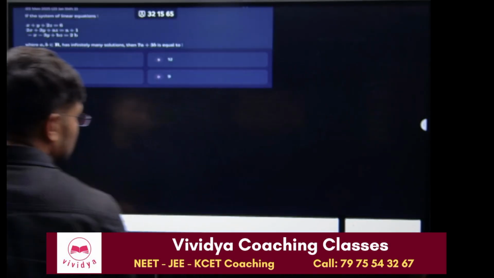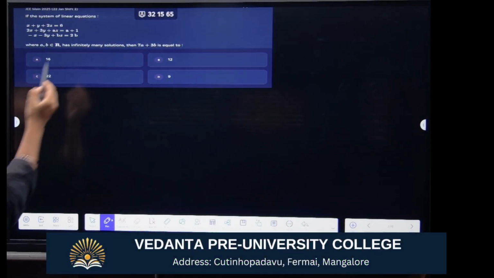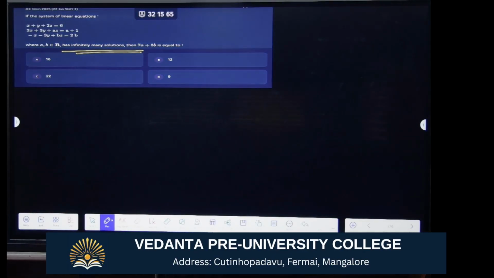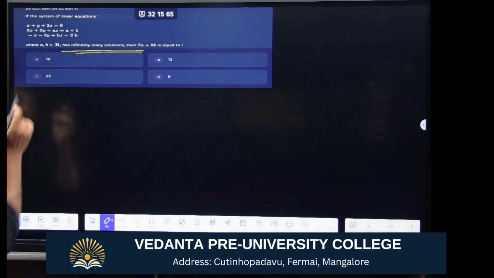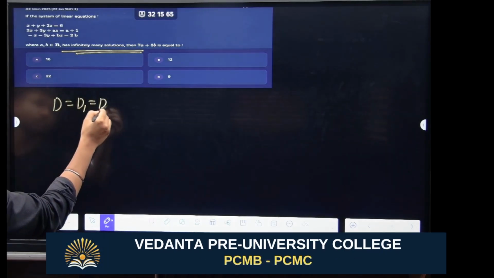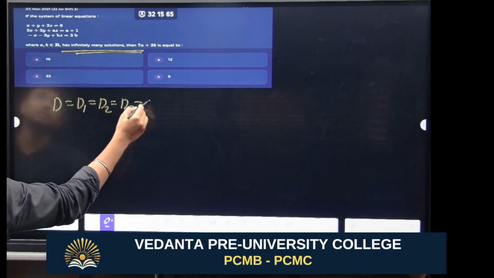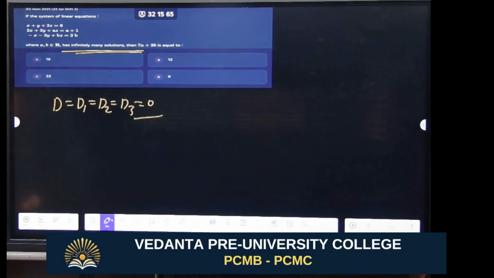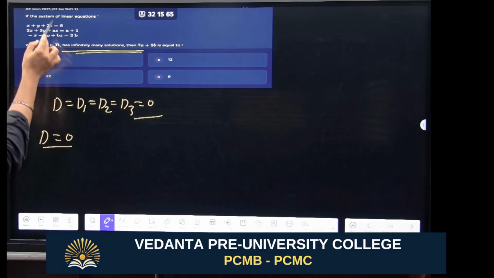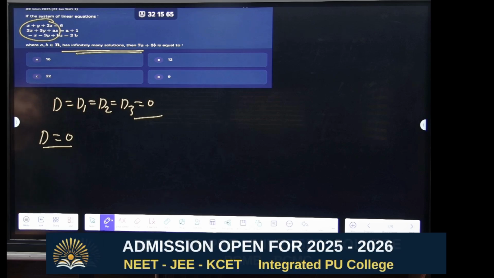Again, if you see here, this again has infinitely many solutions. The same question has been coming, so again I will leave it to you. For infinitely many solutions, D, D1, D2, D3 will all be 0. So it's up to you. Put D equal to 0. If you put D equal to 0, there will be a relation between A and B.